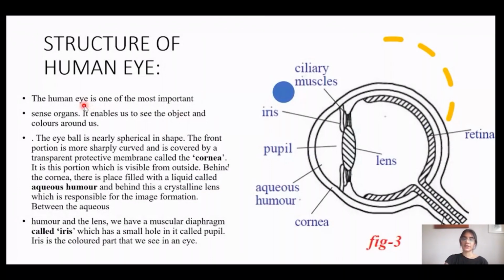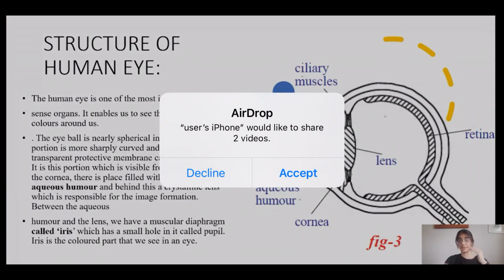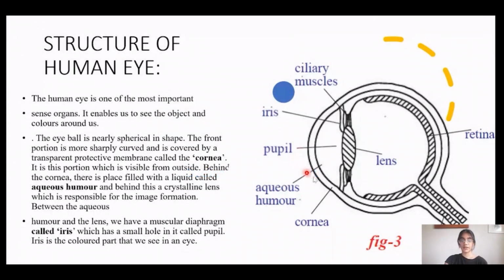The human eye is one of the most important sense organs. It enables us to see the objects and the colors around us. We know that this is your eyeball, and it is spherical in shape. The front portion is sharply curved, and as I told you, it is covered by a protective membrane which is called the cornea. The cornea is the only portion which covers your lens, and it is visible from the outer side.